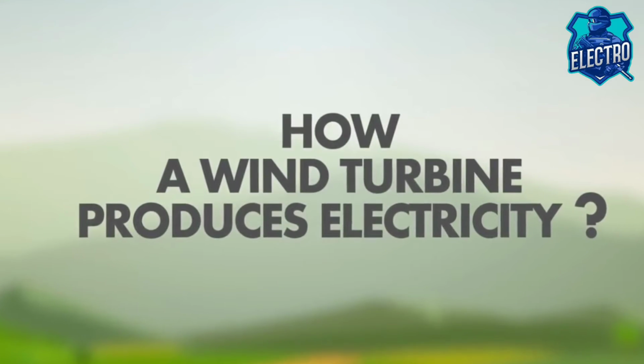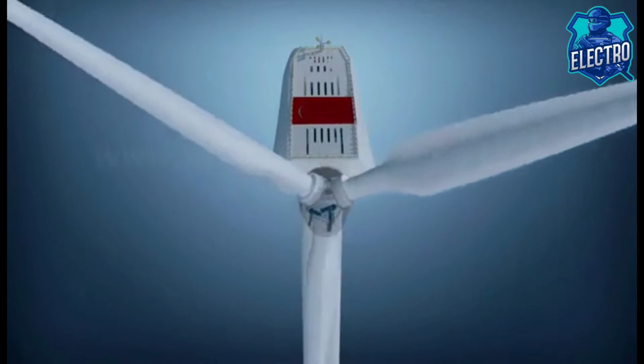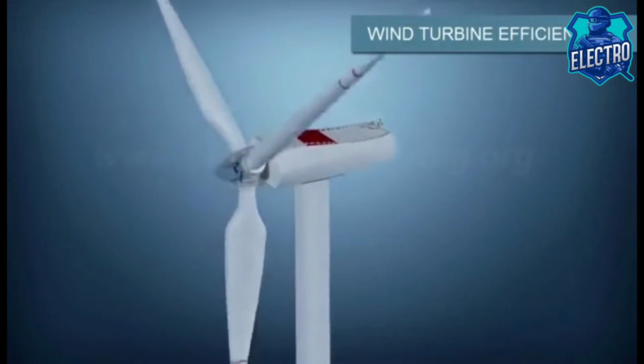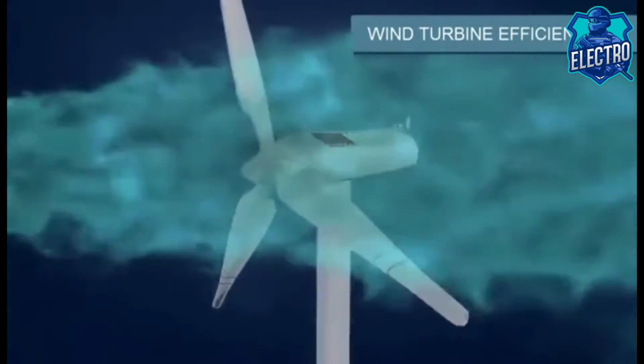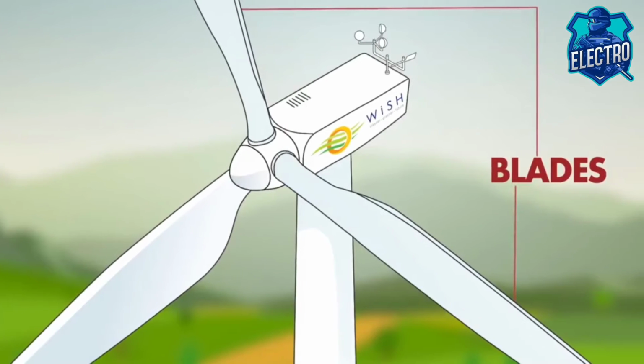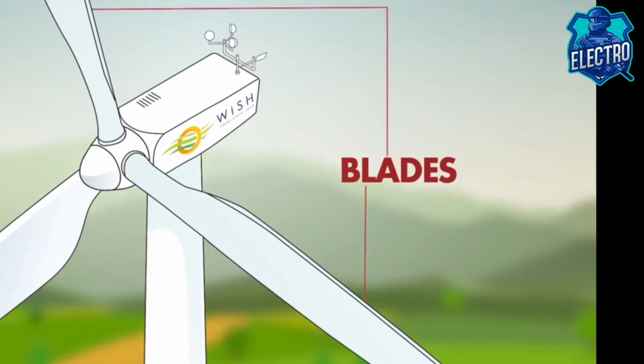But first, do you know what wind energy is? Simply put, wind is moving air that contains kinetic energy, and wind turbines convert this kinetic energy into electricity. A wind turbine's most prominent components are its blades. Most turbines usually have either 2 or 3 blades.